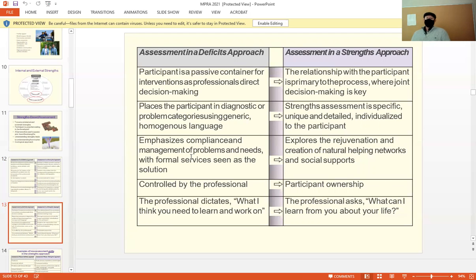Strengths assessment, you're going to be specific. You're going to be unique, and it's going to be detailed. It's going to be individualized. I'm telling you guys, in therapeutic recreation, that is one of my favorite words and one of the biggest words that we will use.